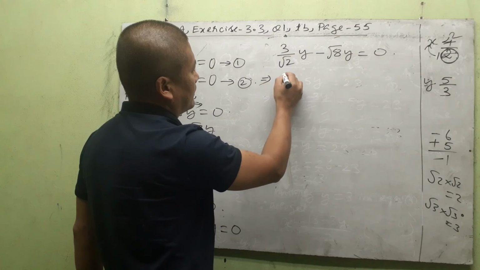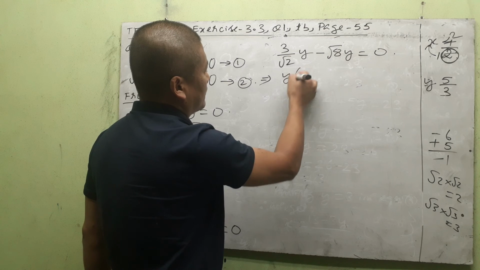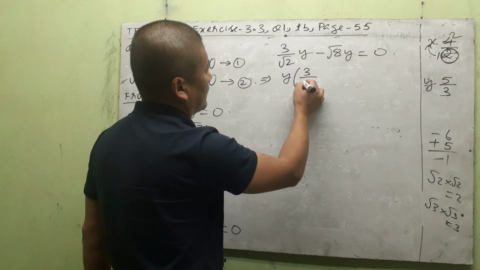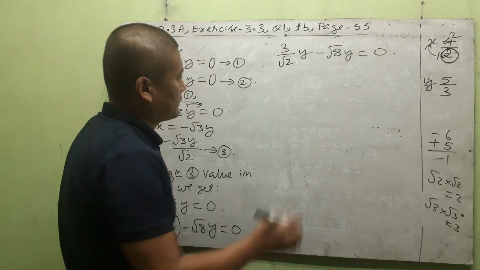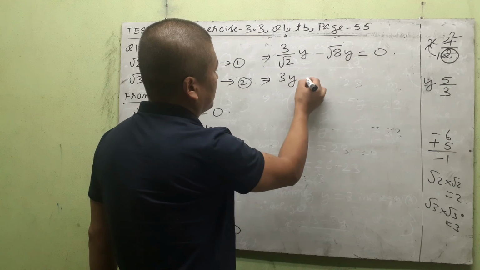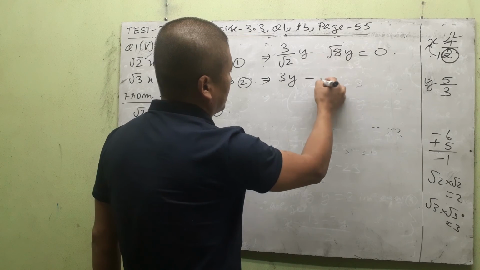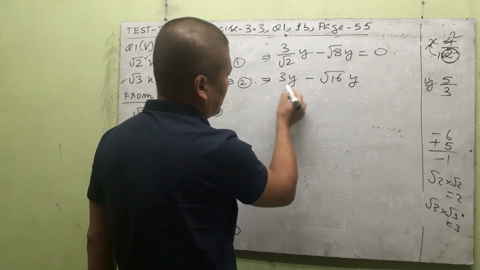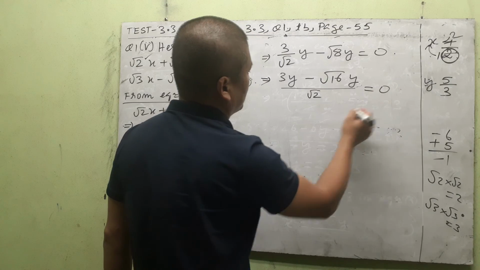Now next, I'm going to take y common. Then 3 by root 2. Or you can also solve it like this, maybe this way will be easier, and you may be more accustomed to it. Just write 3y minus root 2 into root 8, which is root 16, and y. Since you have multiplied up to here, the long line will cover up to here, divided by the LCM, root 2, equal to 0.